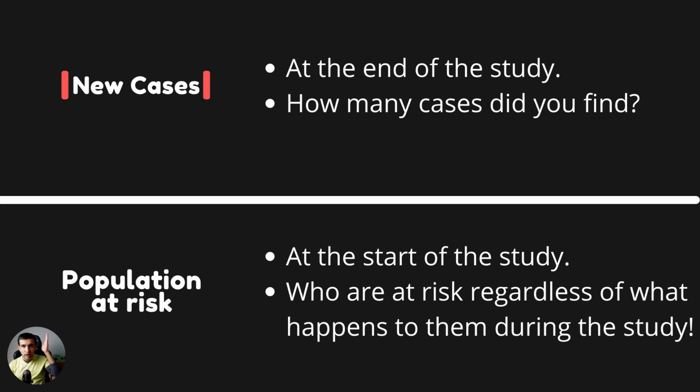That is the numerator, the number of people that got ill during the period of study. How many cases did you find, no matter what happened to them during the study? So duration is an important concept here. The other way of looking at it is that the population at risk is a point estimate, meaning who is at risk at this point in time, and new cases is a period estimate, meaning how many people did you find during this period.